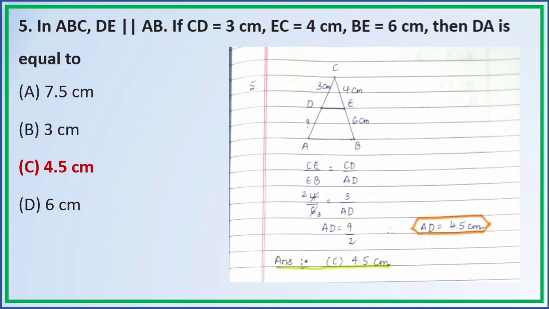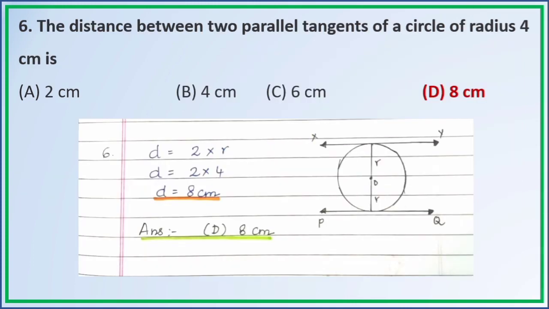In triangle ABC, DE is parallel to AB. Now, by using the concept of Thales theorem, CE by EB equals CD by AD, substituting the values, we get AD as 4.5 centimeter. Using the concept of Thales theorem, we can find out the side AD or DA is 4.5 centimeter.